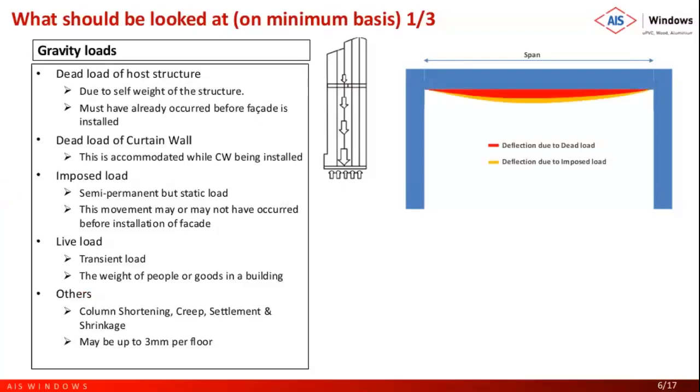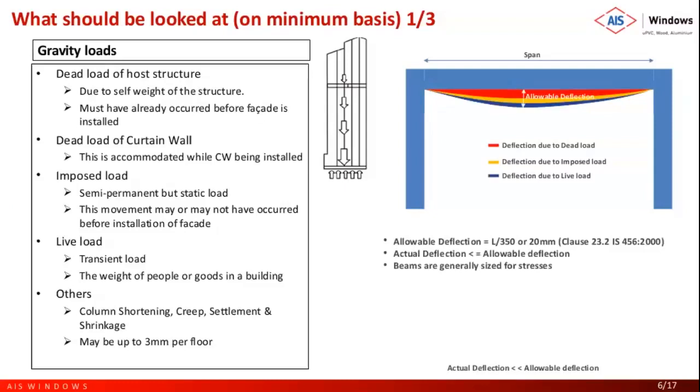As we start doing say flooring and start putting equipment on it, those are part of imposed load, and this may or may not have happened before installation of the facade. So this particular deflection level must be addressed by the facade design. Third, which is the most important one as far as the movement accommodation of facade is concerned, is the deflection due to wind load.